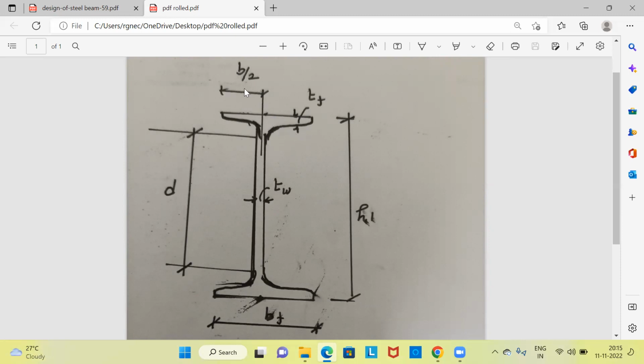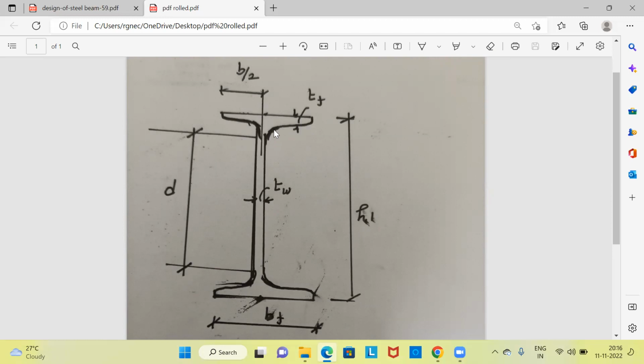B by 2 is the overhanging portion of the flange. Now, H is the total depth of the section. ISMB 175 means the total depth of the section, top of the top flange to bottom of the bottom flange. If you measure, that is equal to 175, which is equal to the depth of the section. It is called as H or H1. Now, depth of the web. How is the depth of the web calculated? Out of the total height, you have to deduct this thickness of the flange, and you have to deduct this curved portion of the flange also.